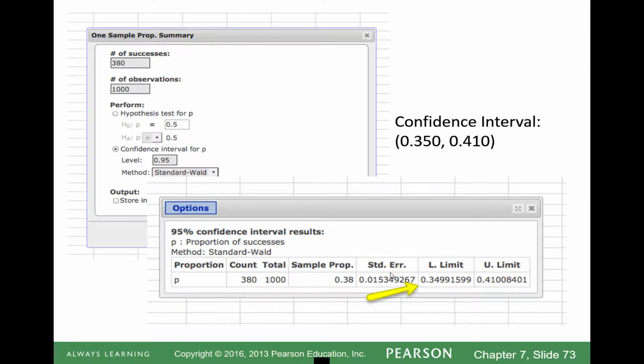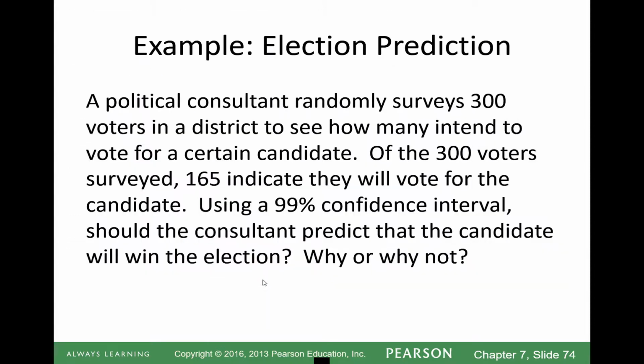Notice over here it says one prop summary. So you have to go to one prop and then use the summary, not the data. But you also have extra input here. You have to enter the number of yeses, 380.